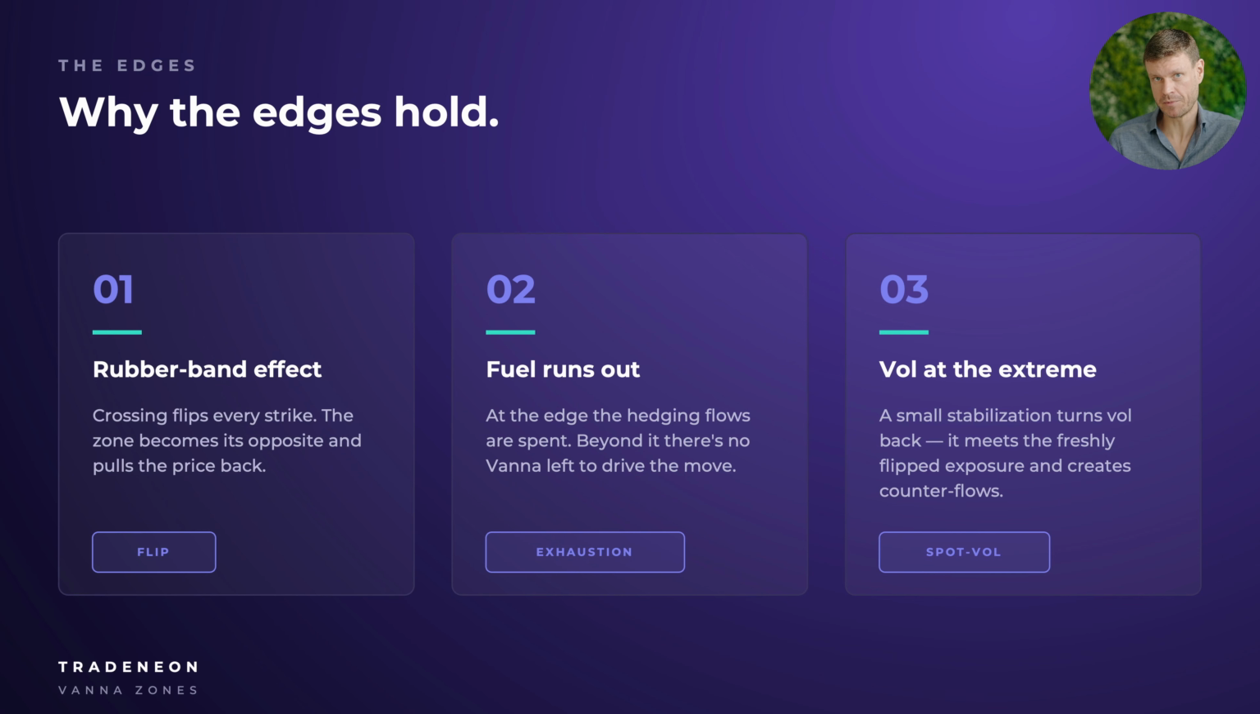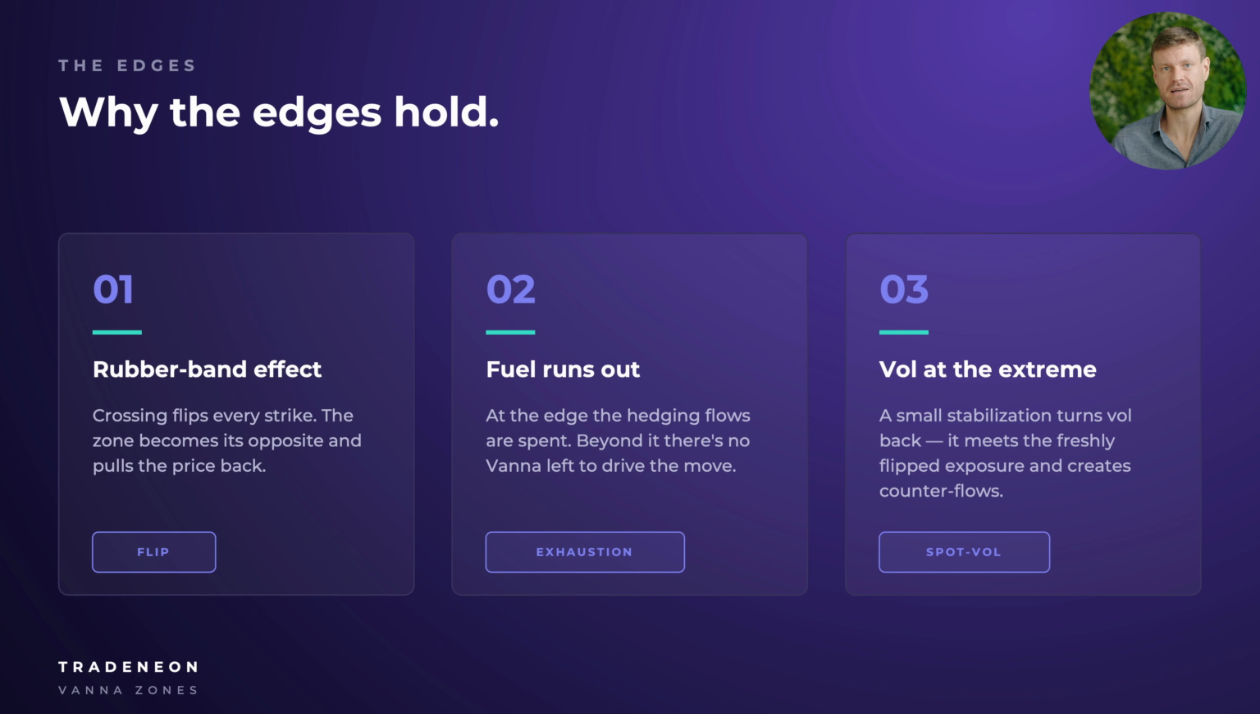First, the rubber band we just talked about. As the price runs through the zone, it then flips the entire exposure behind it, strike by strike. What was a bull zone has, by the time it reaches the edge, effectively become a bear zone, and vice versa. So the price stretches its own rubber band that pulls it back.